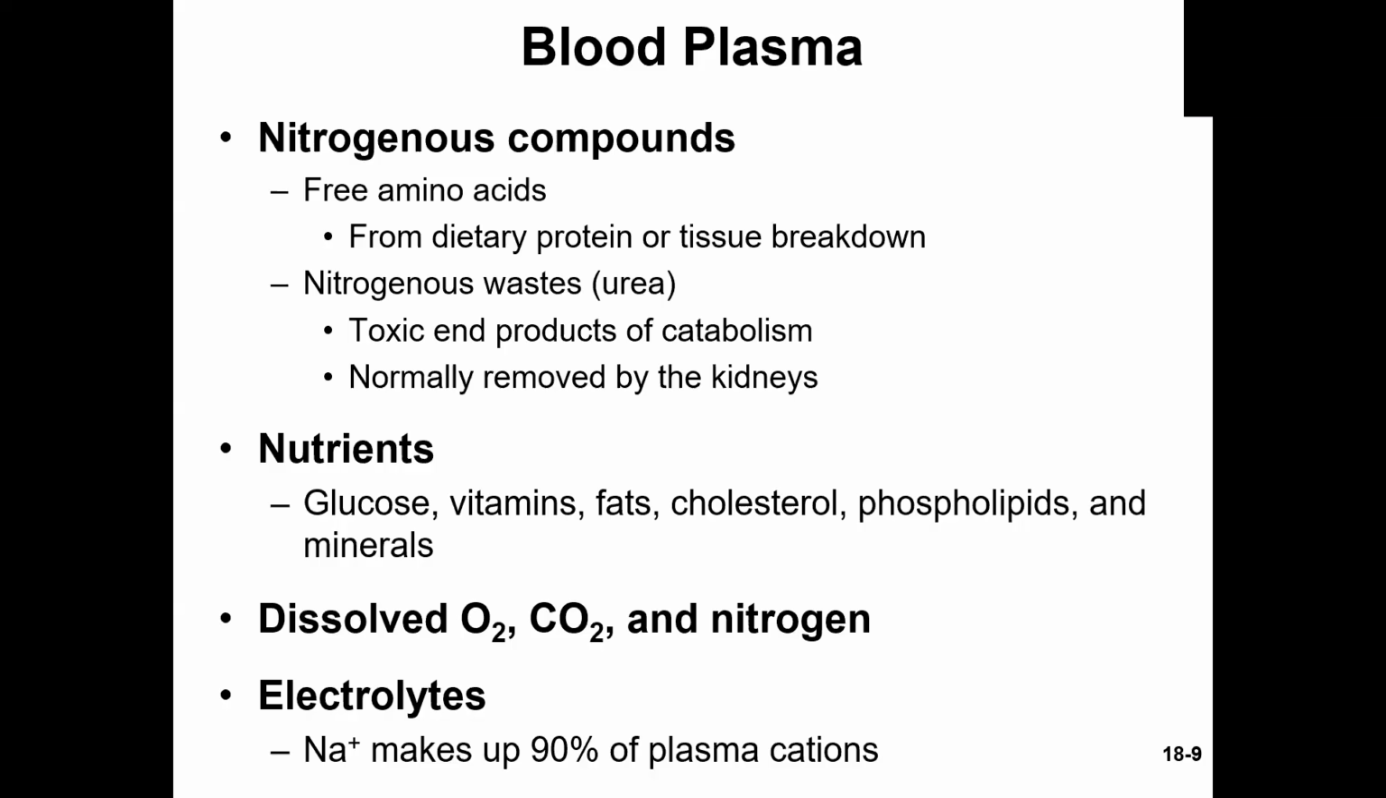Within the plasma, we are going to find nitrogenous compounds. This is from the breakdown of amino acids, and this can be from amino acids in your diet, or if your body needs amino acids to do some work, it will break down your own tissue. Nitrogenous waste can be in the form of a compound called urea. And we can see this in a blood draw measure to determine the function of the kidneys. Nitrogenous waste, or urea, is an end product of catabolism, or the breakdown.